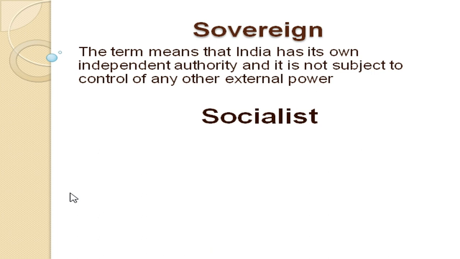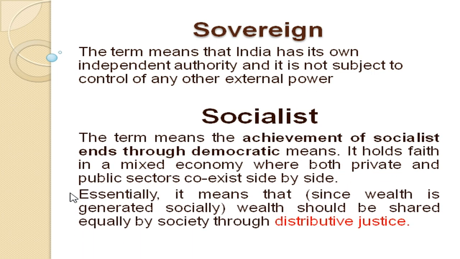The second one is socialist. This term means achievement of socialist ends through democratic means. Now you might have confusion about what democratic is all about. So India is basically a democratic country. You have all the rights to elect people on your own, okay. So you will not be treated partially because of your wealth, your caste, or if you're poor or rich or some other factors. Everyone will be treated equally. There should not be any discrimination against any of the people.